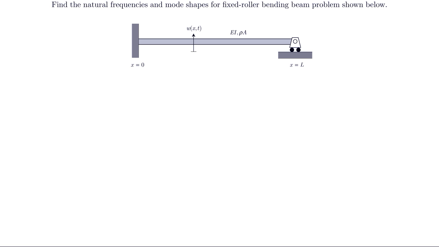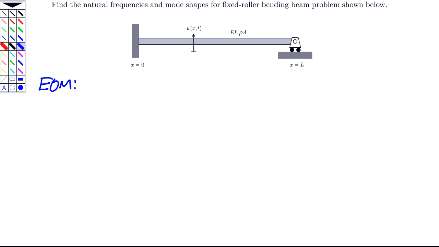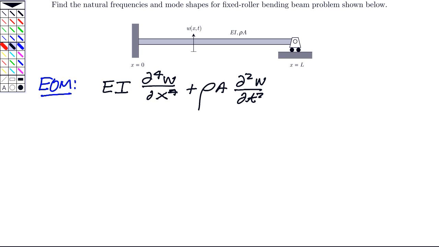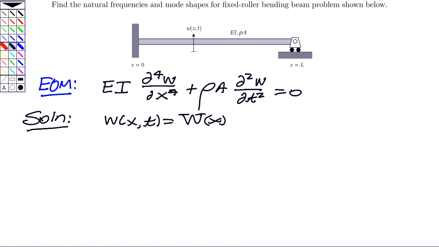What we're going to do is begin the process, as we always do, by recalling the equation of motion for the beam for constant cross-section, constant properties along the length. The equation of motion is a partial differential equation of EI times the fourth derivative of the displacement w with respect to x plus rho A times the acceleration term, and the right-hand side is 0. We're going to write the solution in a separable form where we have a function of x, W, times a function of time, T of t.